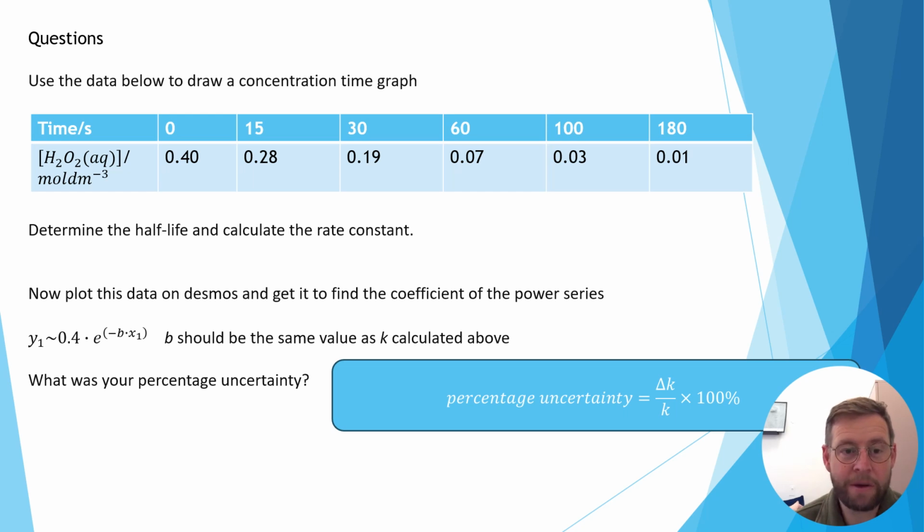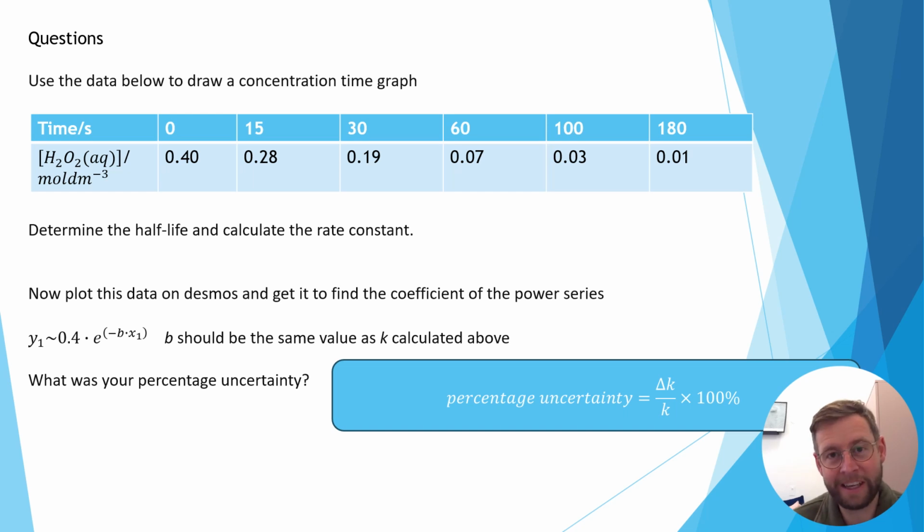So what you can do is, once you've done this manually, add this data into Desmos and get it to give you back the value of that coefficient b, because that is telling you the rate constant of your formula, which you've already worked out. And so having these two values, one manually worked out and one worked out with the computer, you can then compare your percentage uncertainty, which is the difference between your two values, divided by the value from Desmos times 100%.